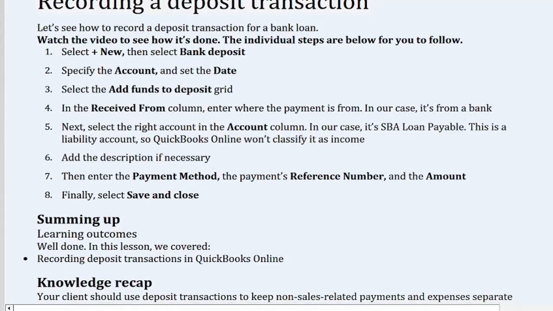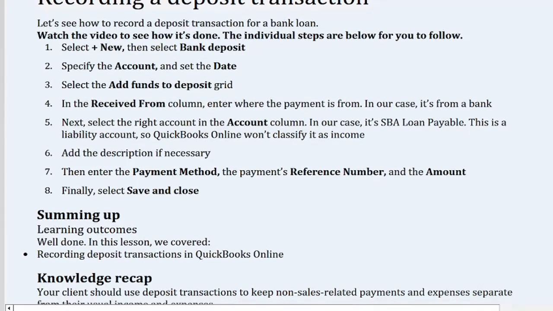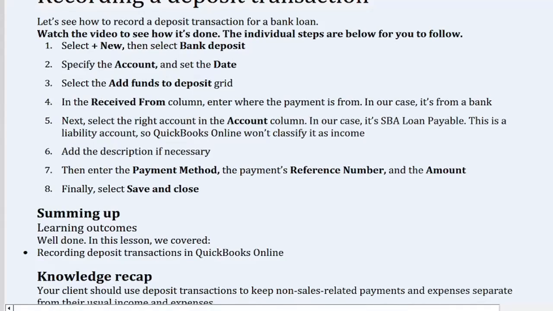Next, select the right account in the Account column. In our case, it's SBA Loan Payable. This is a liability account, so QuickBooks Online won't classify it as income. Add the description if necessary. Then enter the payment method, the payment's reference number, and the amount. Finally, select Save and Close.